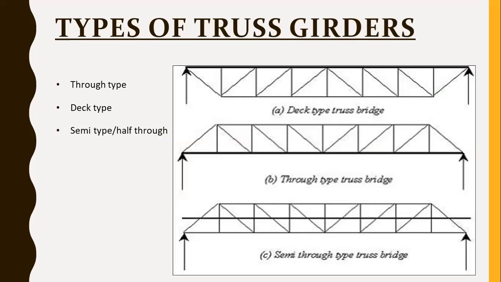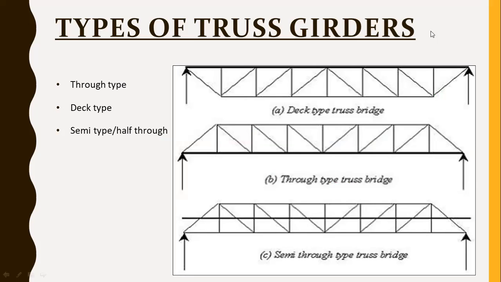Basically, the members of the truss girder bridges are joined through gusset plates by bolting, riveting, and welding. Truss girder bridges may be of three types. The first is the through type bridge, then the deck type bridge, and the semi-through type, also known as the half through bridge.